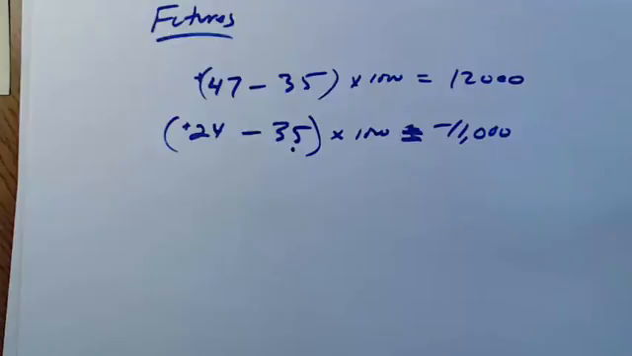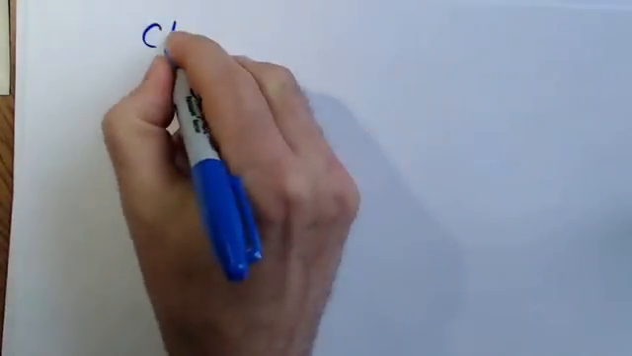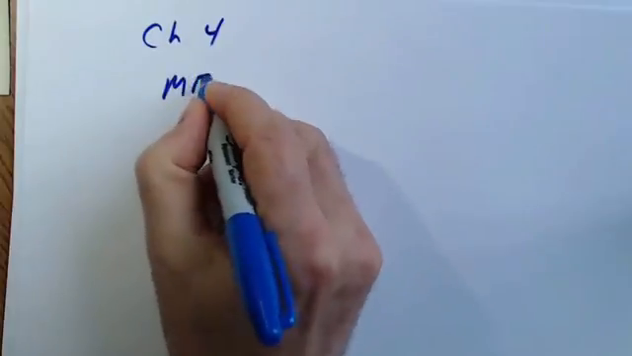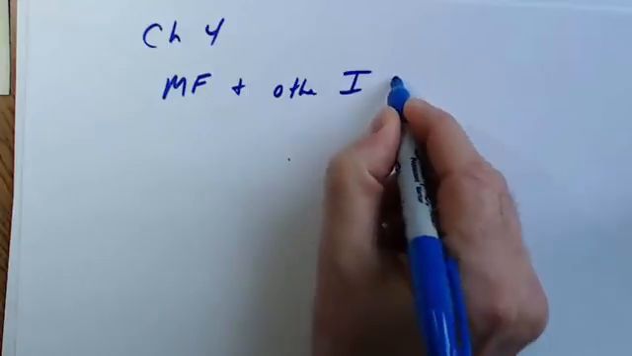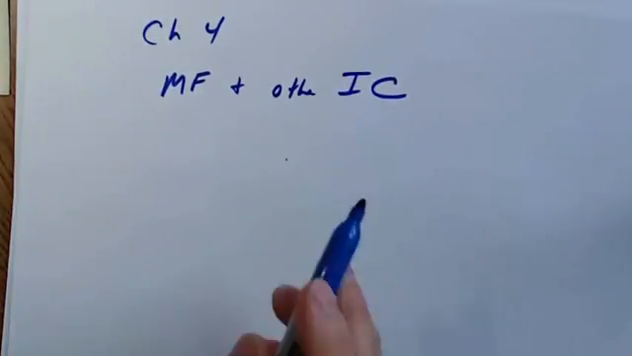Okay, so that covers chapter 3, and I'm going to cover chapter 4 briefly, a part of chapter 4 in a moment. Okay, chapter 4. Chapter 4, mutual funds and other investment companies, ICs. I'll give you some background on this.